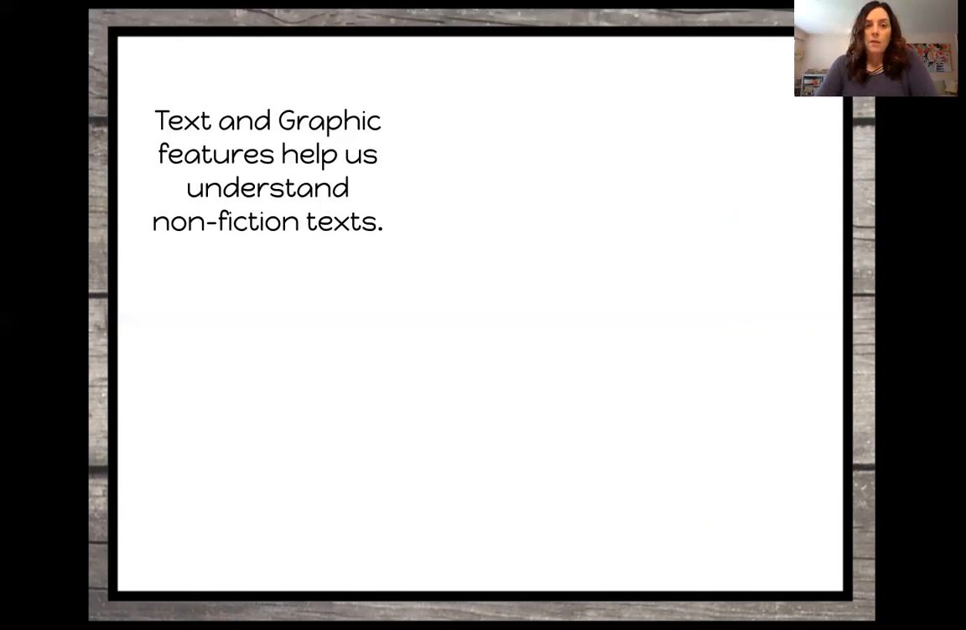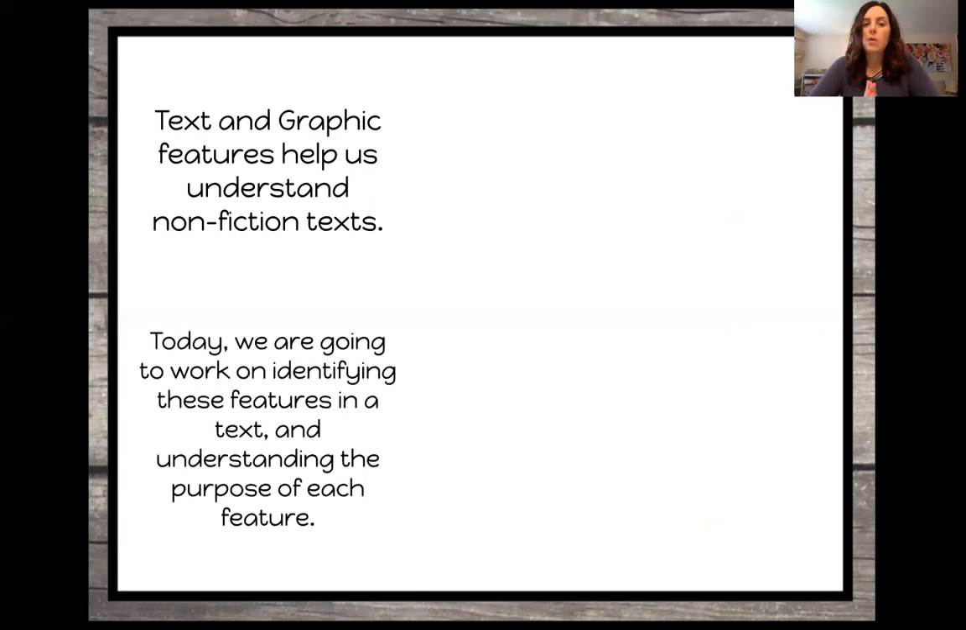So text and graphic features help us to understand nonfiction texts. Today, we're going to work on identifying these features, so being able to see them and pick them out of a text. And then we're going to work on understanding the purpose of each feature. So let's start with understanding the purpose.